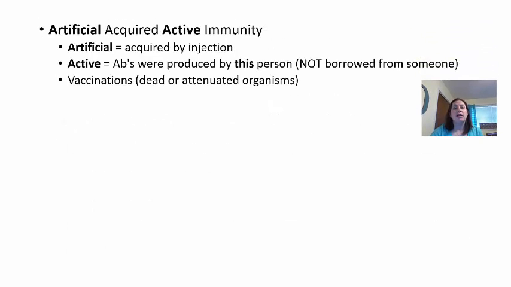The next 2 are going to deal with artificial. Artificial means you acquired it by an injection. So an artificial acquired active immunity means I've injected you with something like a vaccine and you then actively made antibodies against it. This is where I gave you a dead or a non-threatening version and you fought it off yourself. So you have the antibodies to fight off that particular invader.